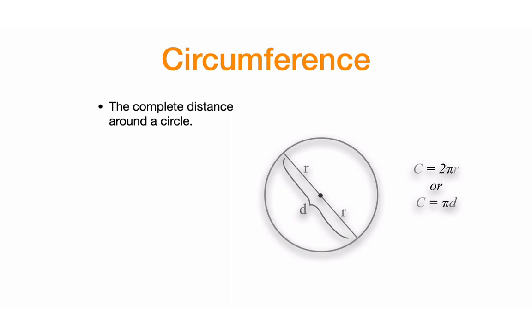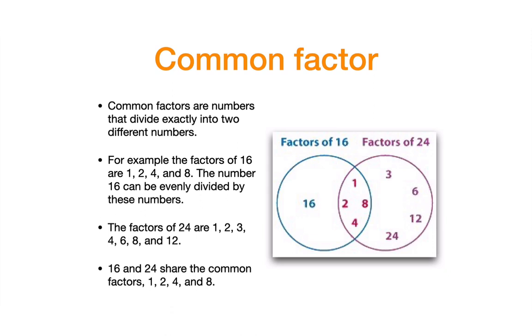Circumference, the complete distance around a circle. Common factor. Common factors are numbers that divide exactly into two different numbers.